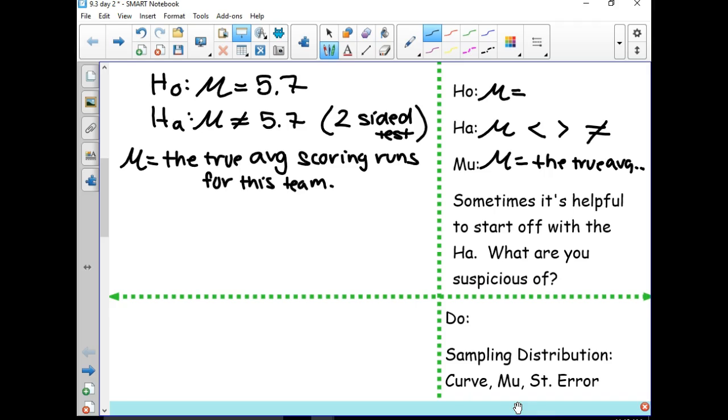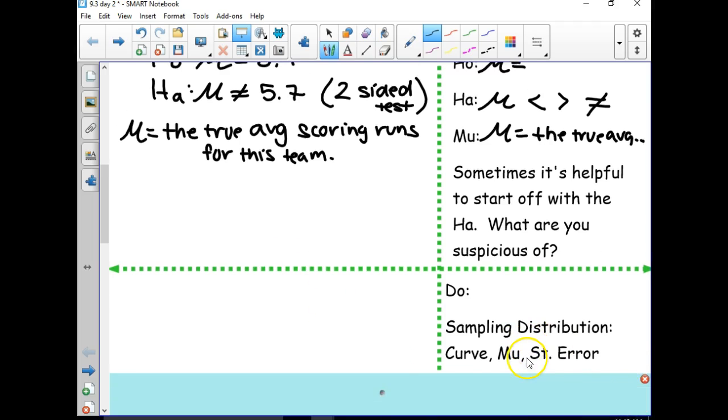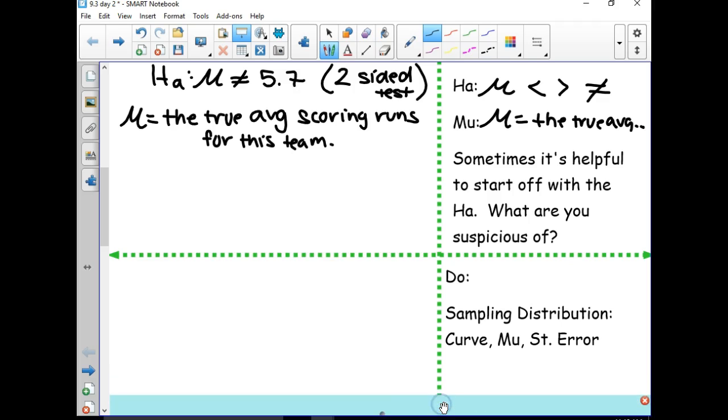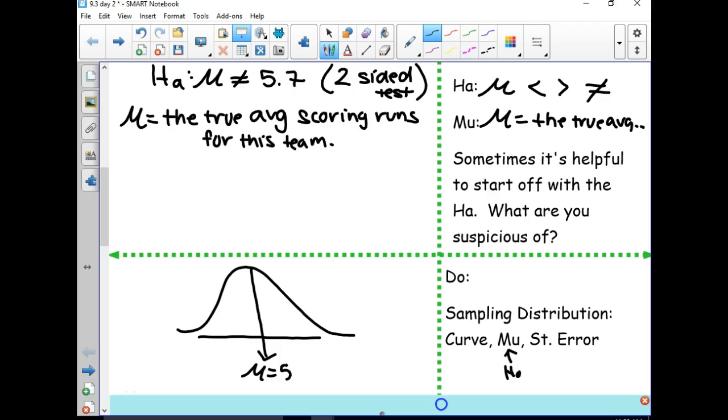The first thing I want for the sampling distribution is I want your curve, the mu, and the standard error. Am I going too fast right now? All right. So we have our curve. Your mu goes in the center always. And this always comes from the null hypothesis. Mu is equal to 5.7.